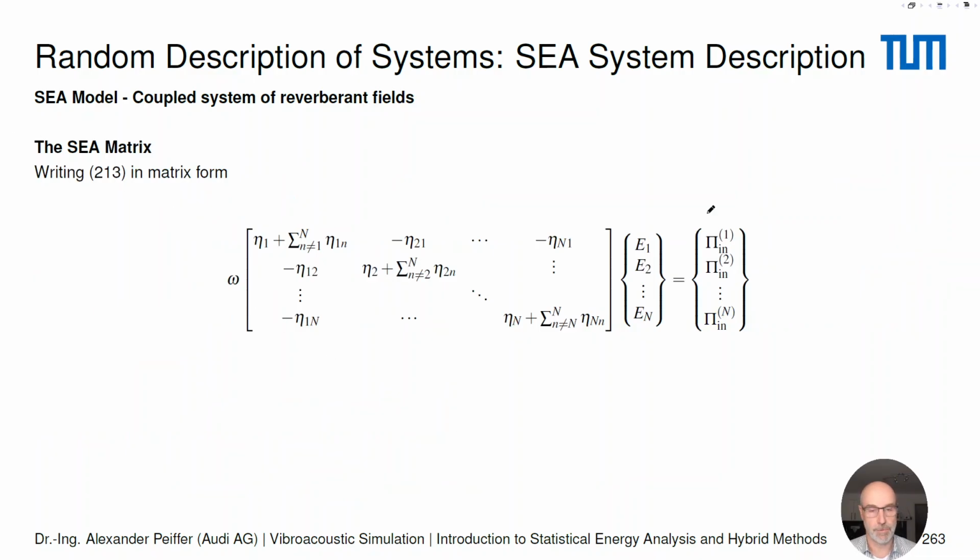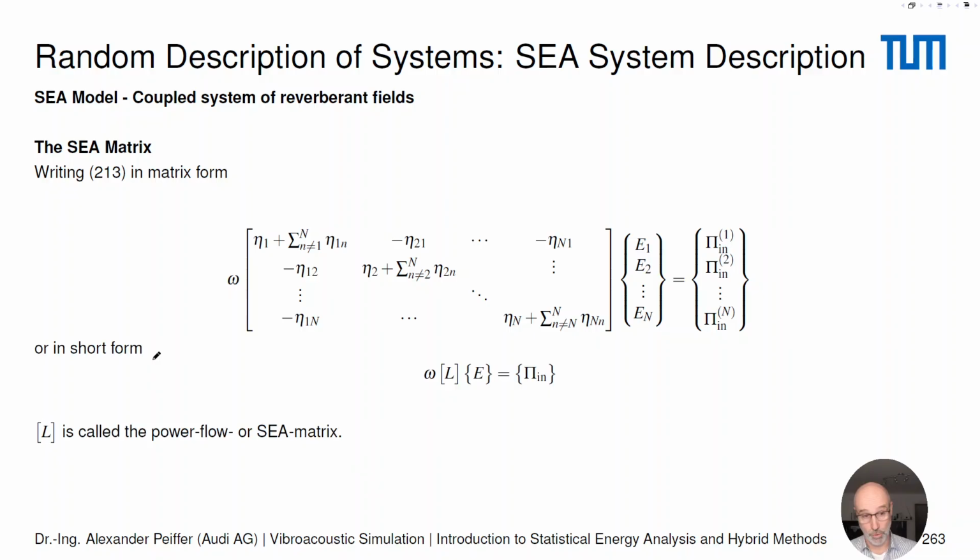We can write this in matrix form. That is quite better to understand. So this is the vector of all the subsystem energies. This is the vector of all the exciting power inputs from the outside. And this is the matrix that describes this power flow multiplied by the angular frequency. Here in this term, these are all the terms that define the energy or the power that is leaving the subsystem. And the rest, the off-diagonal or triangular terms, define all the power that is coming back to the subsystem, so the input from the neighboring subsystems.